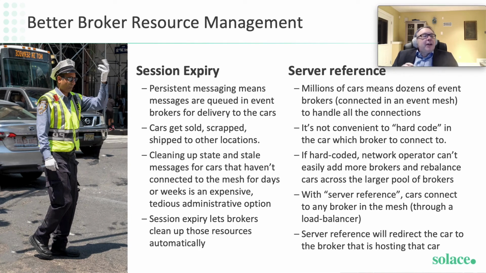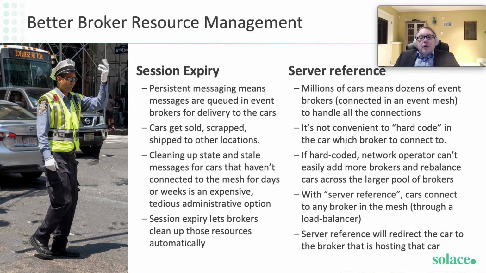It doesn't allow the network operator to grow the network and add more brokers. It doesn't make it easy to rebalance and decide which broker a car is going to be connected to. So server reference is a feature that's been added to MQTT 5 to address that. With server reference, you can hard code in all the cars, connect to this DNS name, connect to this IP address.